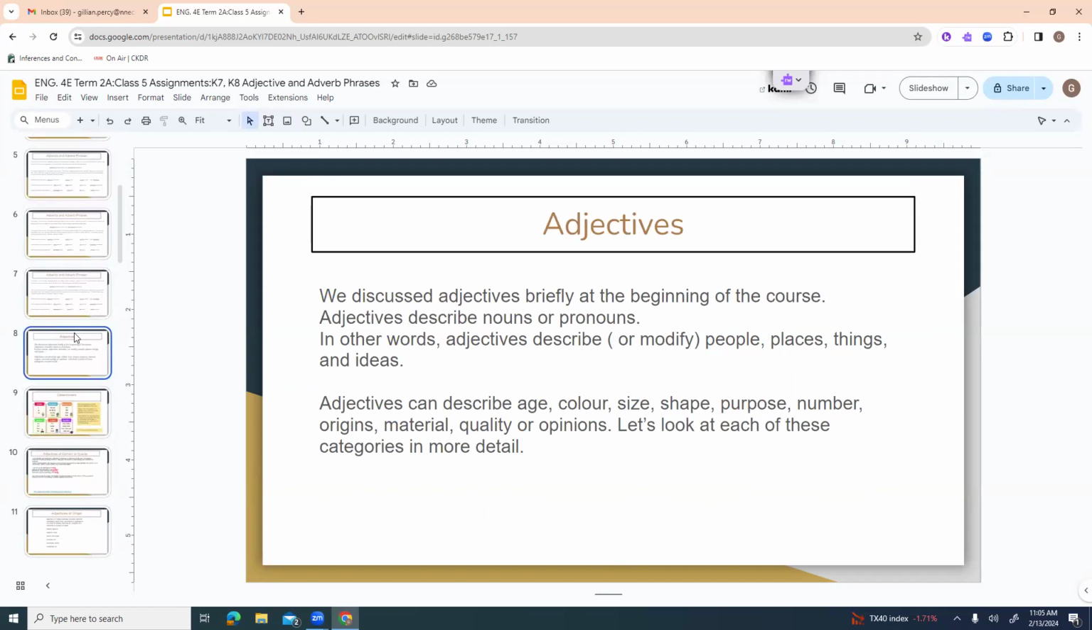All right, adjectives were discussed briefly at the beginning of the course. They describe nouns or pronouns. In other words, they can describe or modify people, places, things, and ideas.